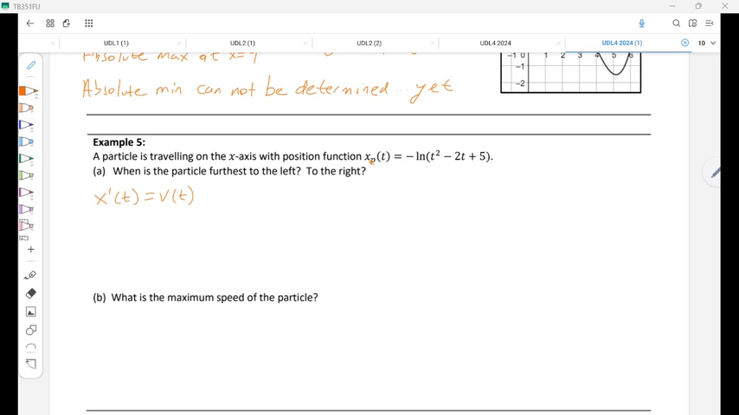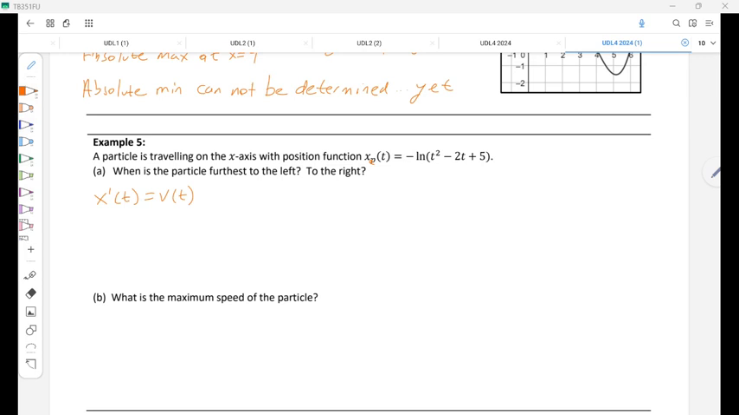Two things that I said in the lecture for particle motion are really important. Almost every question in particle motion is a question from somewhere else, just with different vocab around it. When I ask when the particle is furthest to the left or furthest to the right, those are absolute min and absolute max questions on the position function.